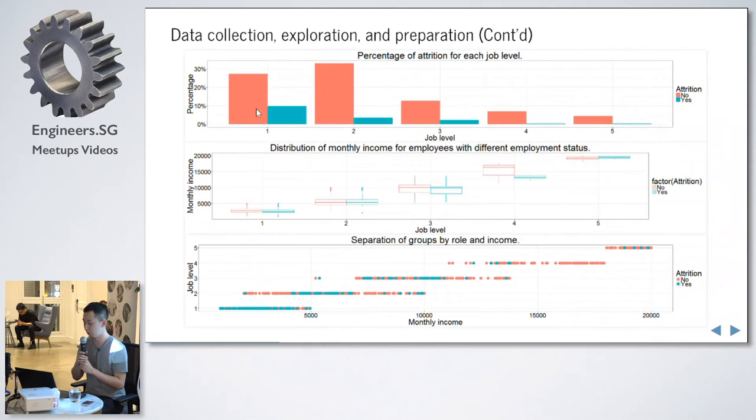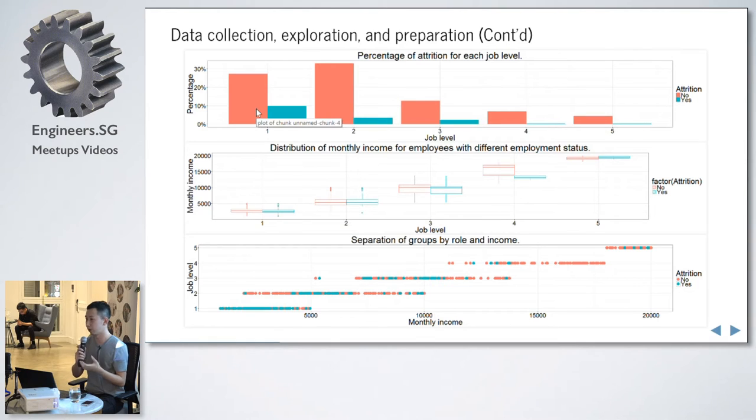For example, here I just provide a sample data, and the first chart shows what is the percentage of employees who have left the company, and who have not left the company. And I group the data by job level. And the second one is the correlation between job level and monthly income.